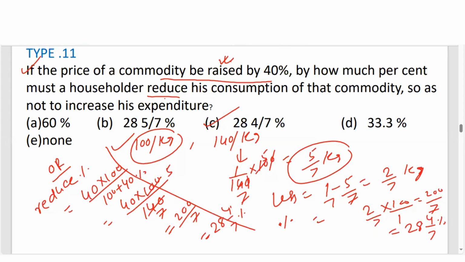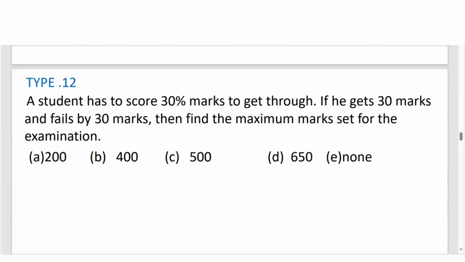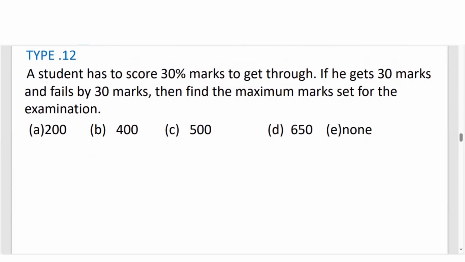Okay, let us see one more question. This next question we will solve by two methods, the basic and the tricky approach. A student has to score 30% marks to get through. That means if he gets 30%, he becomes pass. If he gets 30 marks and fails by 30 marks, he got 30 but failed by 30 marks, then find the maximum marks set for the examination, right?